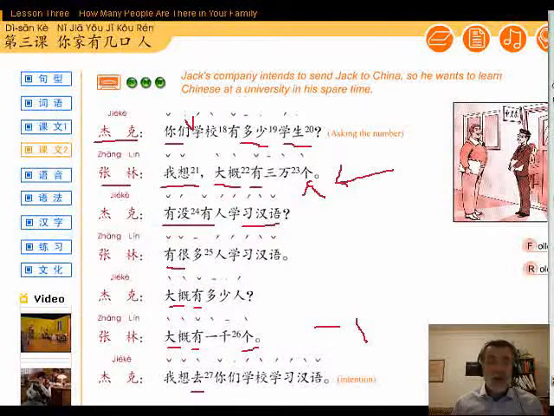The second verb here, which is 学习, is explaining the reason for the first verb. So the first verb, the first action, is to go somewhere, and in this case it's to go to the university, and then the reason for going is to study Chinese. So it's not dissimilar to English. I want to go to your university to study Chinese.